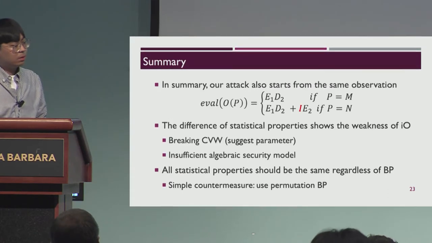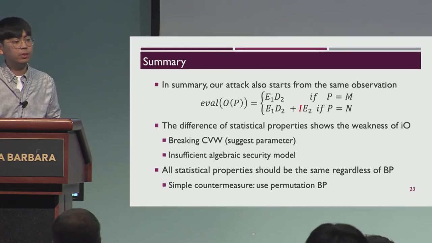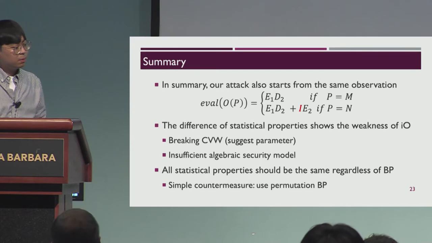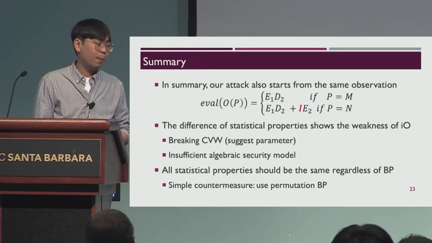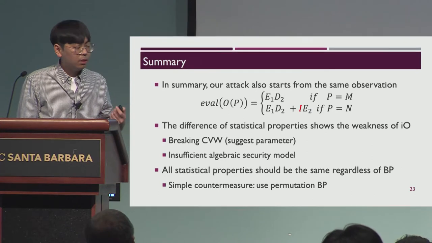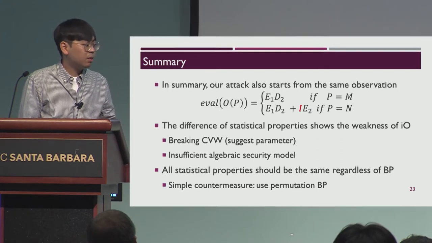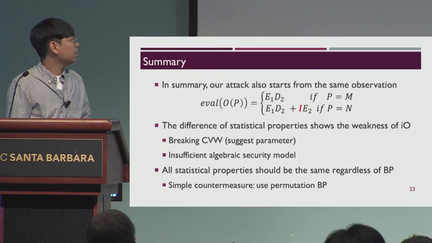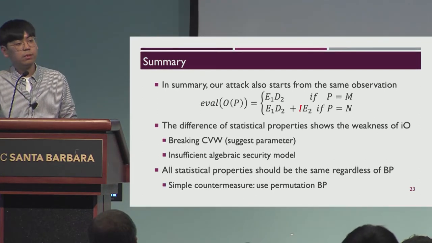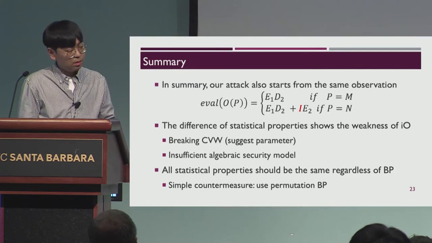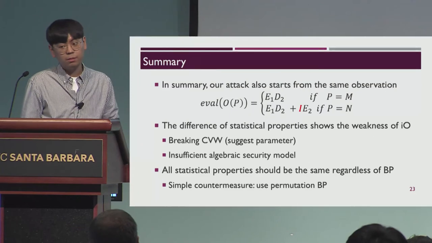To sum up, our attack also starts from the same observation that evaluation of the obfuscation depends on the branching programs. The difference of statistical properties shows the weakness of IO. As a result, we break the CVW obfuscation for current parameters, and the algebraic model proposed by BGMG is not enough to construct an ideal obfuscation. The implication of our attack is simple. All statistical properties should be the same regardless of branching programs. Therefore, using a permutation branching program, which is the set of all permutation matrices, is a countermeasure against our attack. Moreover, changing parameters is also a countermeasure.